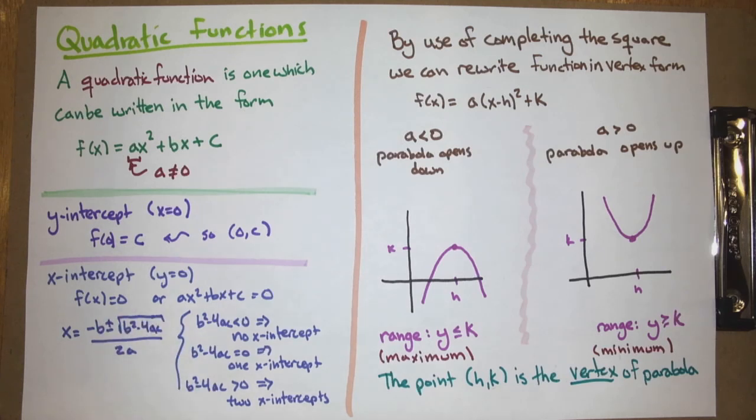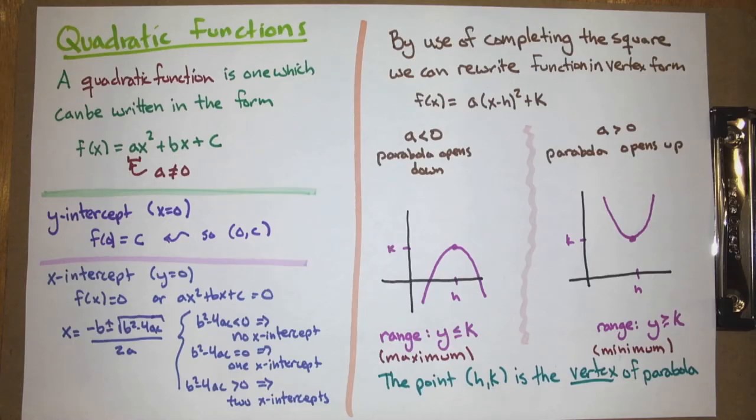Now, the behavior for the intercepts comes down to what's inside the square root. If b squared minus 4ac is negative, that means we don't hit the axis at all. So it's a parabola that's either completely above or completely below. And that's perfectly possible. It can happen.